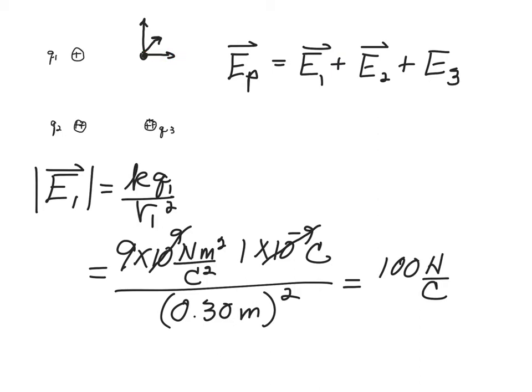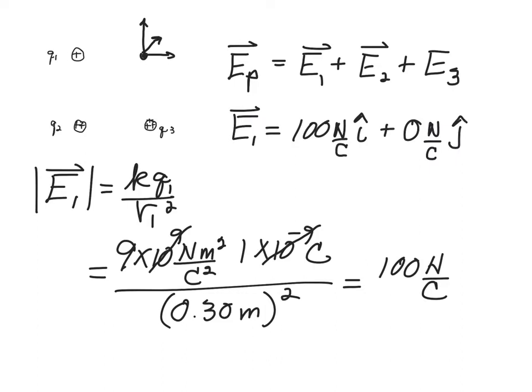So what I would do is just quickly go and write down that E1 equals 100 newtons per coulomb along the x-axis, i-hat direction, plus 0 newtons per coulomb in the j-hat direction. And I'm not going to list the k-hat, but you could write 0 in the k-hat direction. Now this would come out of, if I wanted to do this out, it's really not necessary because it's clearly only an x component.